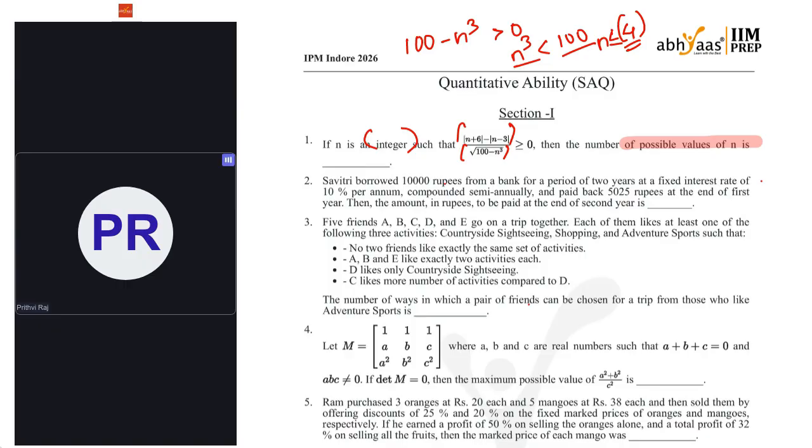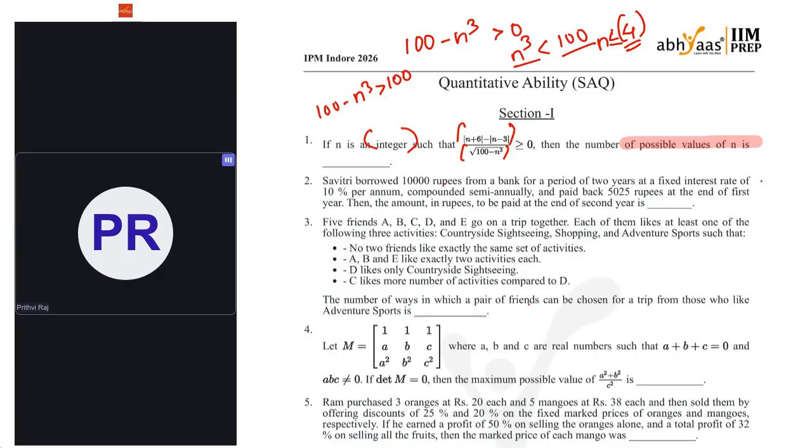Since n is an integer, n can be any integer up to 4, not just 4, including all the negatives. I have done this many times. Please check the negative values also when you get this type of question: how many integer values are there? Please include the negative values also. The cube preserves the sign, so any negative cube is also negative, so 100 minus n cube is always greater than 100 for negative n. So this is the constraint for the denominator.